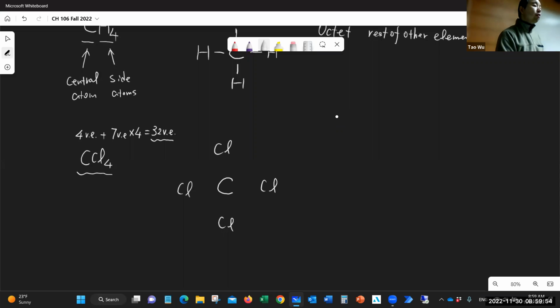Then what are we going to do? First of all, we need to draw the dots between each of the elements. So this bond has 2 dots shared, this one has 2 dots shared, this one has 2, and this one has 2. First we draw one pair of dots between the atoms, and then if we have more, we assign more dots. Now we have only assigned 8 dots and we have 32, so we still have a lot to go.